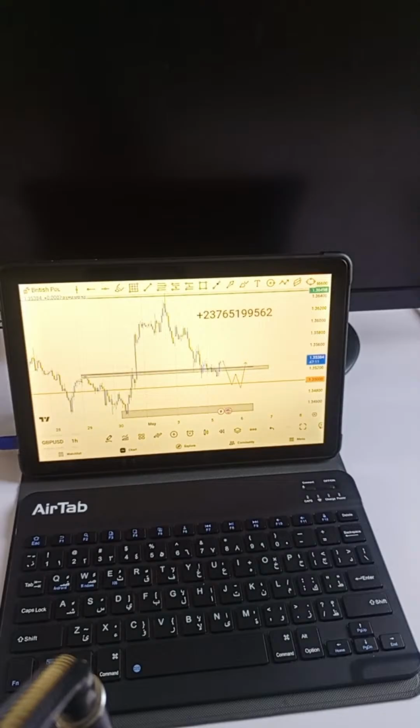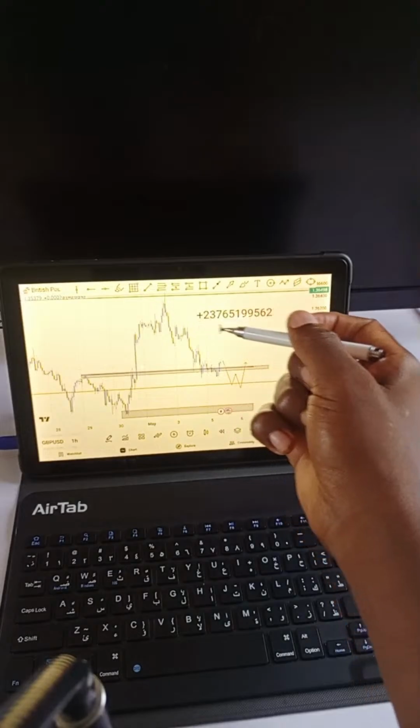Okay, predefine your loss before you enter. So let's say you have a $100 account. Don't go trading gold. Don't trade Nasdaq. Focus on a pair like what you have right here, GBP USD.